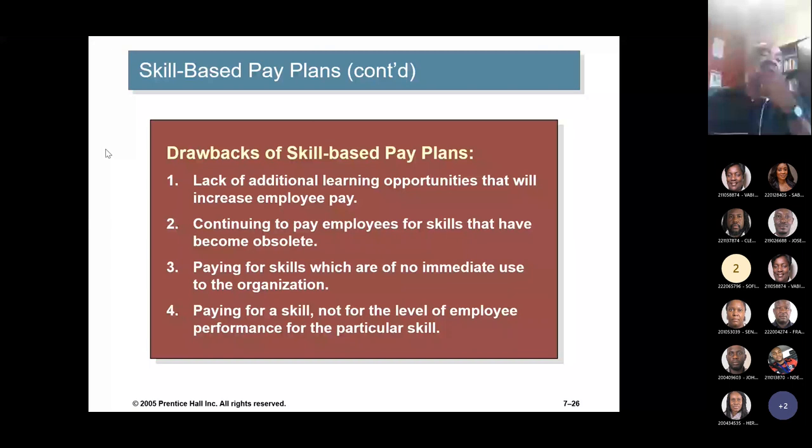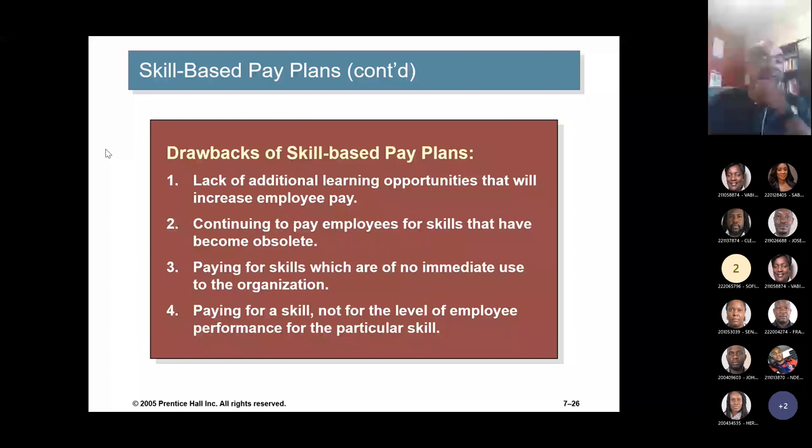Another drawback of skill-based pay is paying for skills which are of no immediate use to the organization. In addition to obsolete skills, sometimes because somebody has so many skills, other skills may not be relevant for the organization. Because it's skill-based pay, the organization sometimes pays for skills that are not relevant for that particular organization.